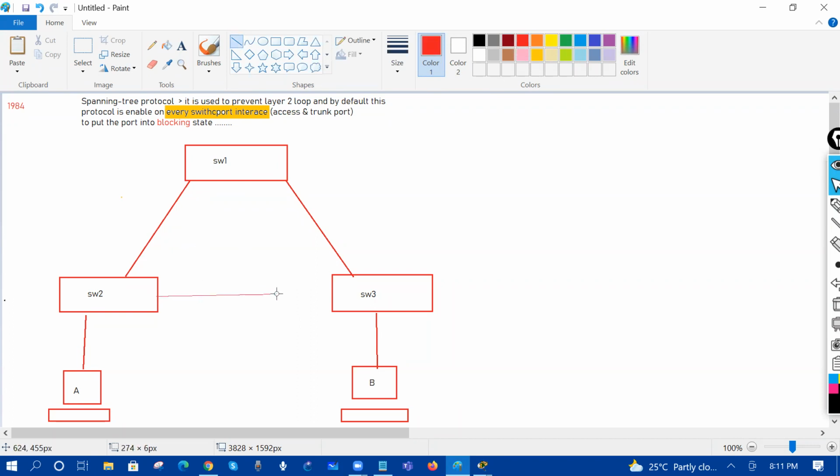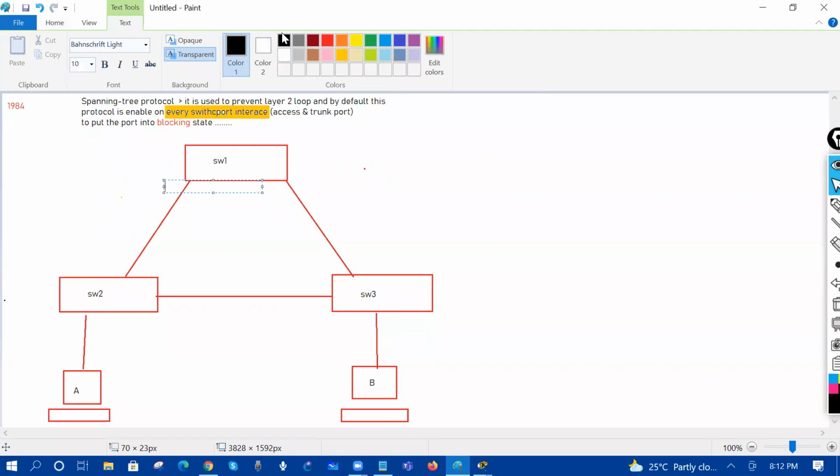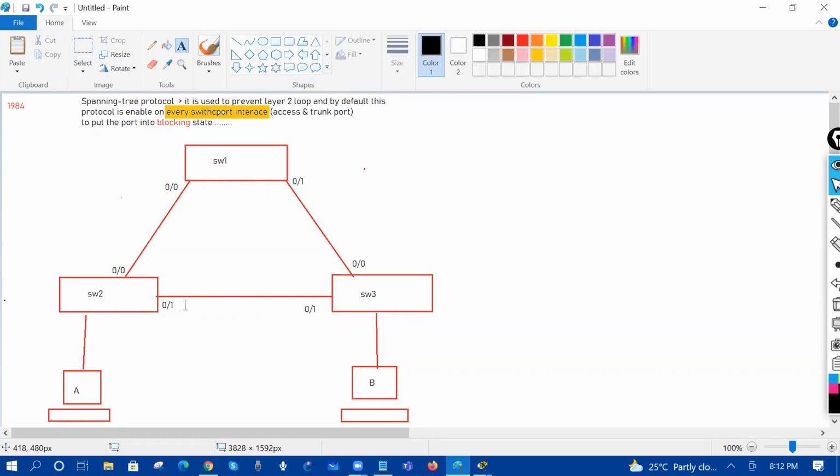So now we have a loop. I'll do one thing. I'll just put the interface name. Okay, so let's tag the interface name. The interface name is 0/0. This will be 0/1. This will be 0/0 again. This will be 0/1. This will be 0/0. This will be 0/1. So right now the loop is there again.